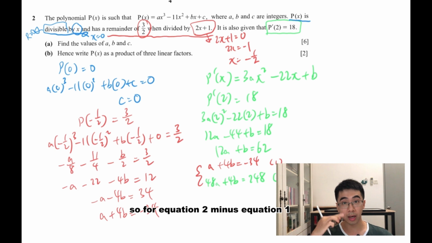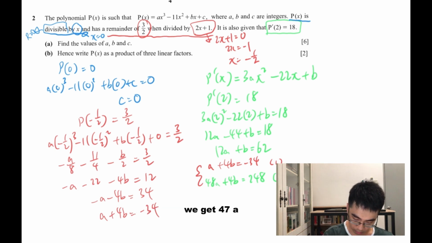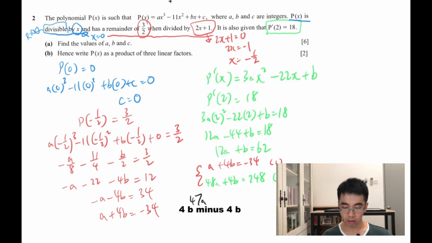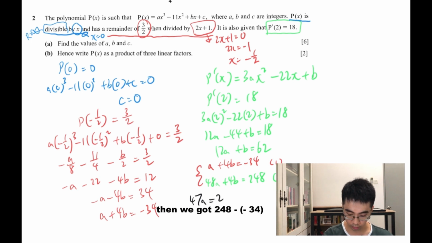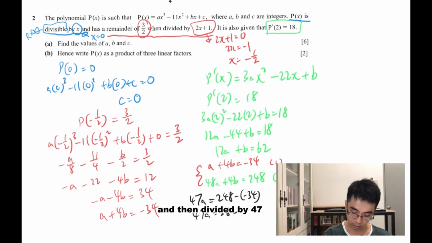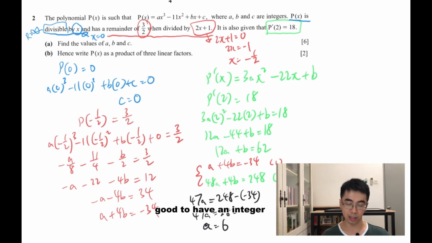So now we can just deduct two equations. So for equation 2 minus equation 1, we got 47a, and 4b minus 4b, it disappears. So then we got 248 minus negative 34. So 47a will be equals to 282, and then divided by 47, we got a must be 6. Good, it's an integer. So I think we are correct.